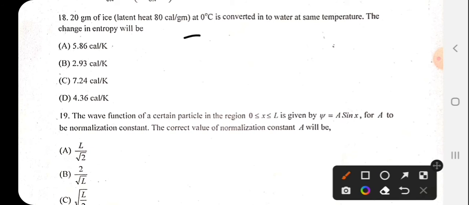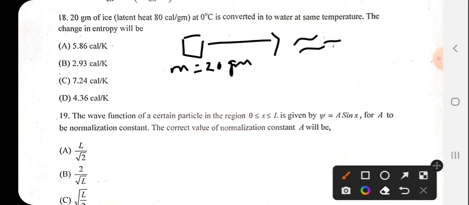So we have ice with mass m equal to 20 gram. Whenever the ice melts down to water, the conversion is at 0 degree Celsius, which means we use the latent heat application. What is latent heat? This is the hidden heat at which the phase transition occurs. That means ice melts to water at 0 degree Celsius, so latent heat L is involved.